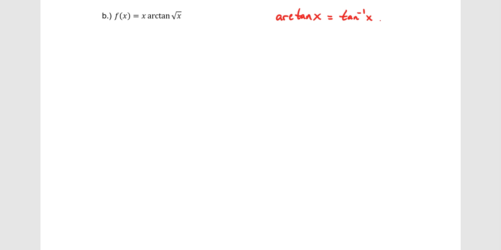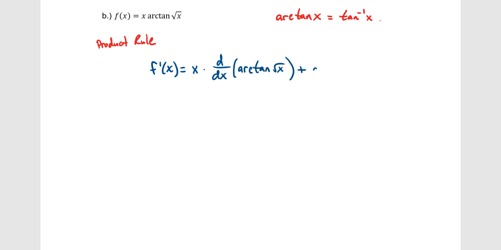So let's go ahead and do the derivative. We want f prime of x. This is going to be product rule. So it is going to be first times the derivative of the second, so the derivative of arctan of the square root of x, plus the second, which is arctan square root of x, times the derivative of the first. The derivative of x is 1.